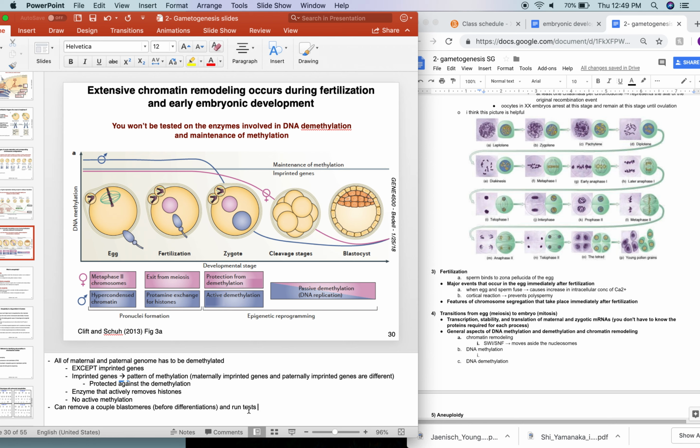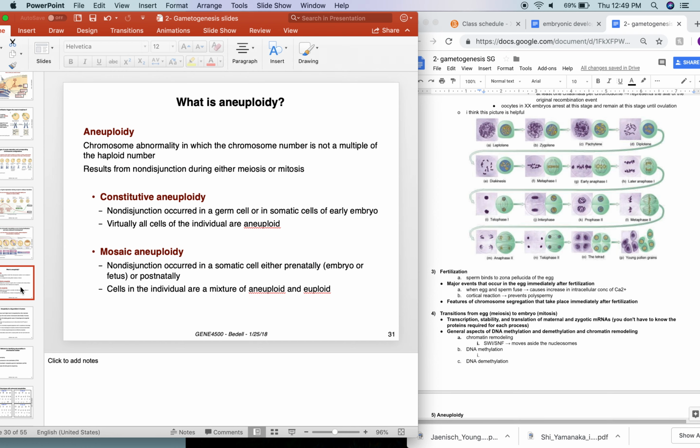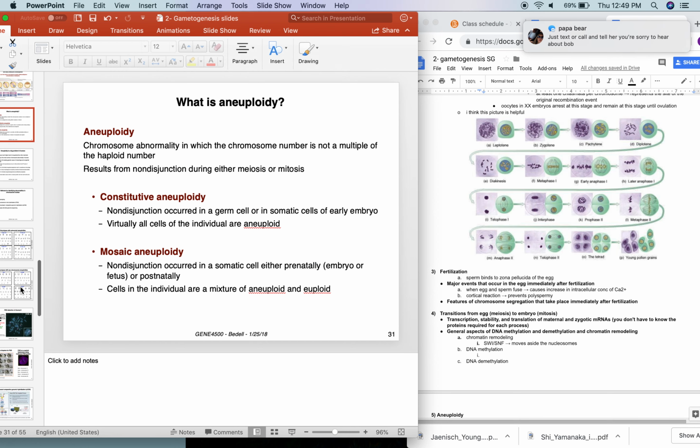Okay, now I do want to spend some time talking about aneuploidy. I will finish today's lecture. We will get into embryonic development, but I won't finish embryonic development today. It will have to be continued on Tuesday. Okay. I think you all know about aneuploidy.